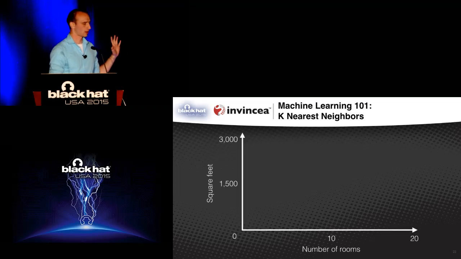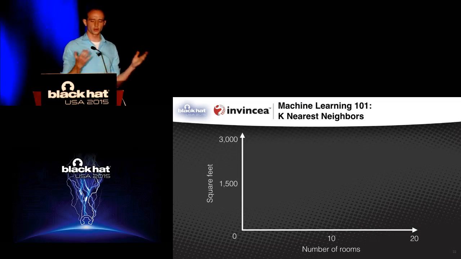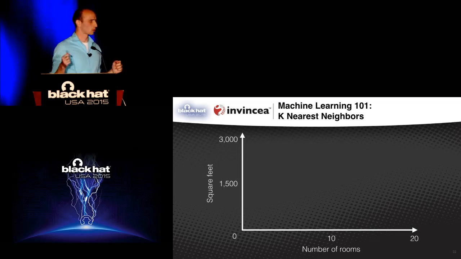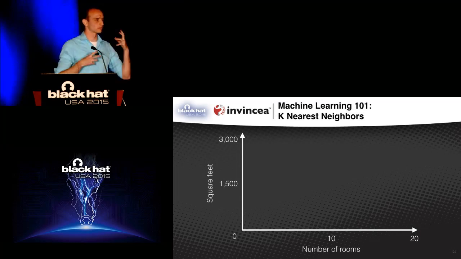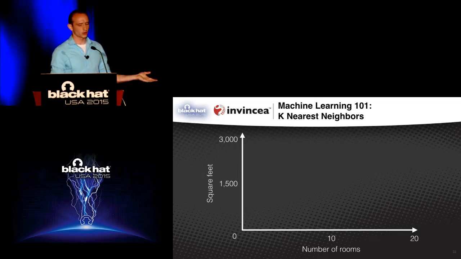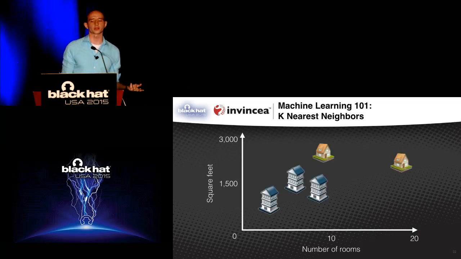And this is kind of a textbook example just to get the idea. Imagine a graph where the x-axis is the number of rooms and the y-axis is the square footage in somebody's home, and you went around and asked a bunch of people how many rooms are in your home, what's the square footage, and do you live in an apartment or a house? And then you graphed those points.